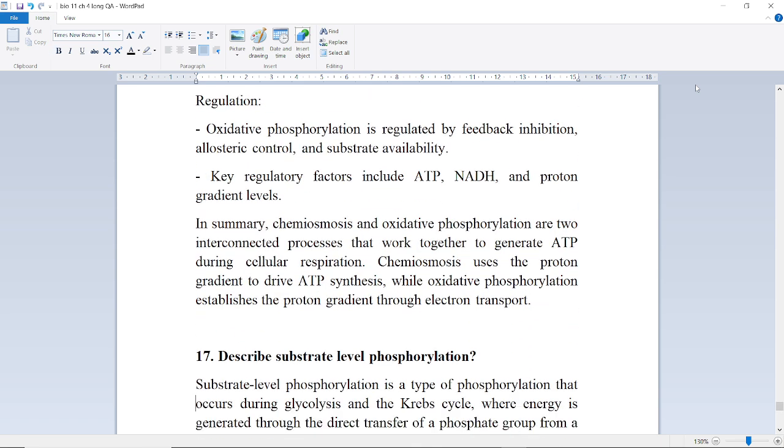Regulation: oxidative phosphorylation is regulated by feedback inhibition, allosteric control, and substrate availability. Key regulatory factors include ATP, NADH, and proton gradient levels.